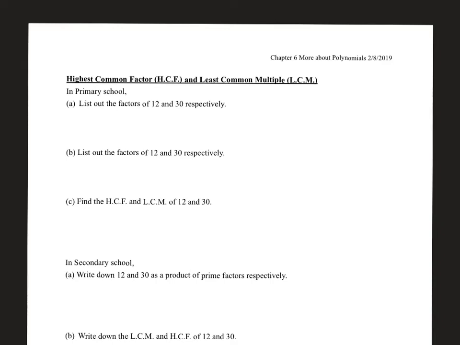In the last part of this chapter, we are going to see two old friends. One is called HCF, highest common factor, and the other one is called least common multiple, LCM. Besides highest common factor, sometimes we'll see a term called GCD. This is called greatest common divisor. So when you see this word, it also means that you are going to find the HCF.